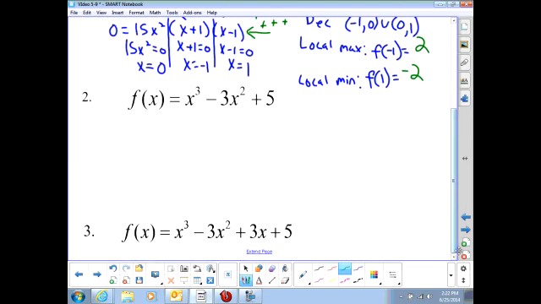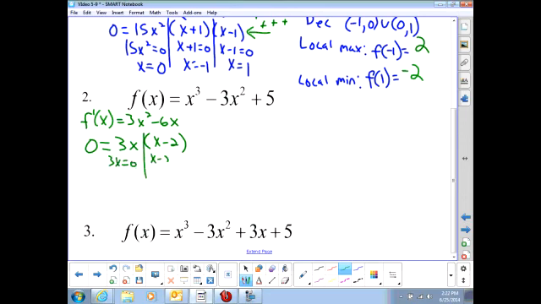We'll do the same idea with example 2. We'll start out taking the derivative. 3x squared minus 6x. We'll set that derivative equal to 0, and as I do that, I'm going to pull out a 3x. We'll set each part equal to 0, giving us x equals 0 and x equals 2. Those are the values that we will put on our number line.